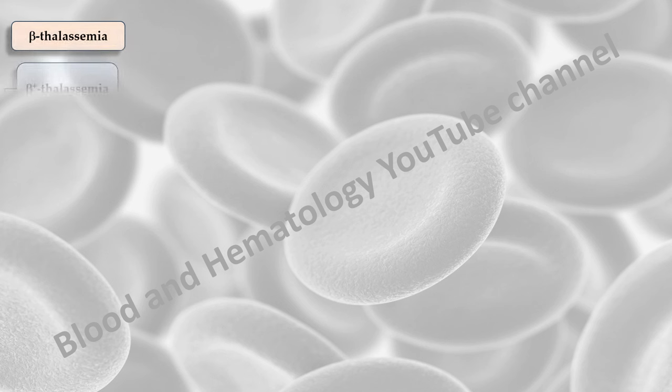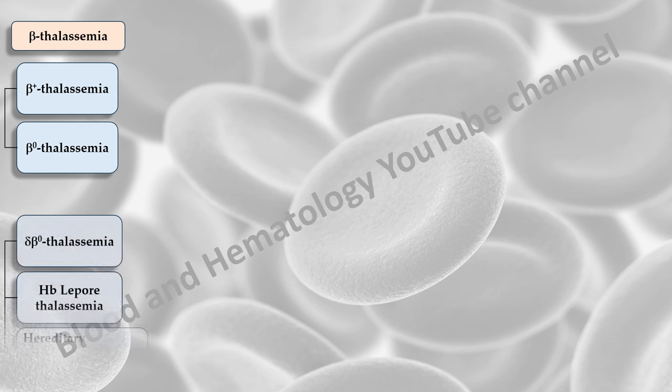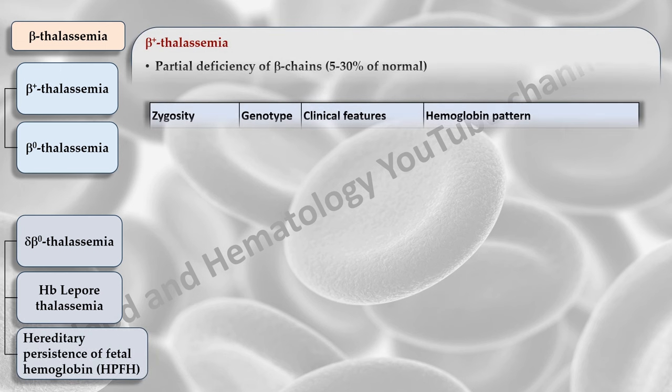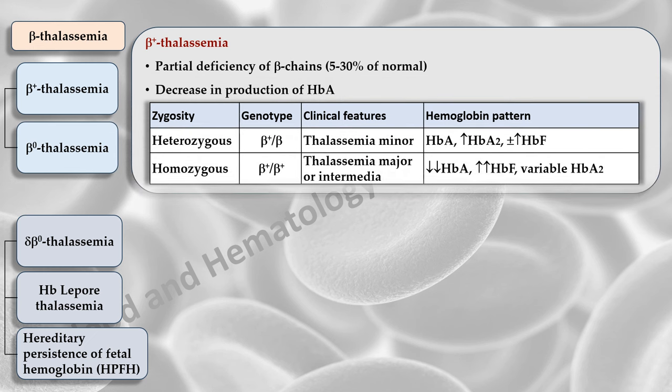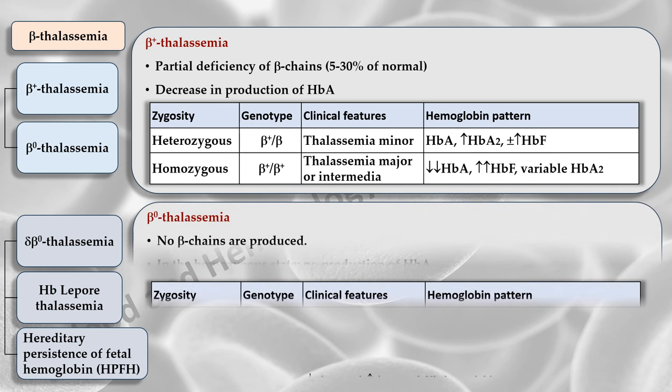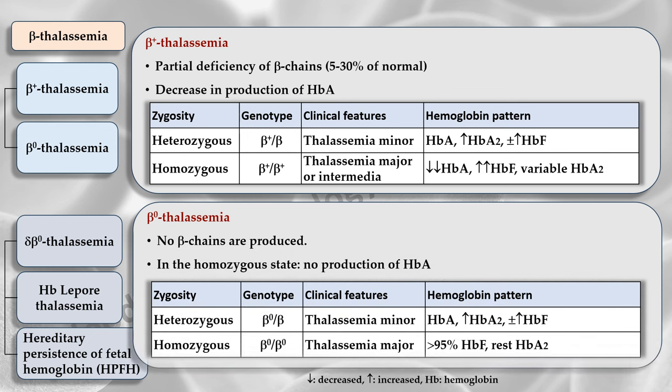Beta-thalassemia mutations are divided into two main categories: beta-plus and beta-zero thalassemias. Other thalassemias caused by defects in the beta-globin gene cluster include delta-beta-zero thalassemia, hemoglobin-Lepore thalassemia, and hereditary persistence of fetal hemoglobin. Beta-plus is the designation for the various mutations in the beta-globin gene that result in a partial deficiency of beta chains, 5 to 30% of normal, and a decrease in production of hemoglobin A. Beta-zero is the designation for the various mutations in the beta-globin gene in which no beta chains are produced. In the homozygous state, an individual does not produce hemoglobin A.